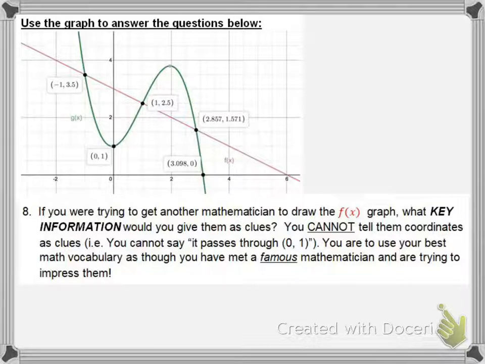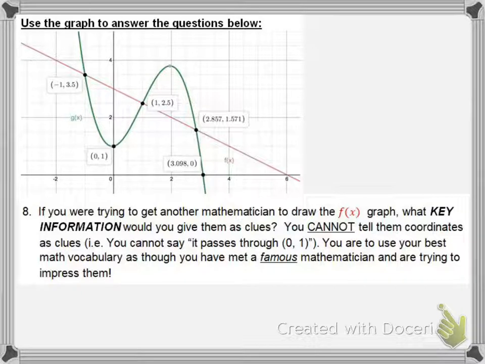Same exact words here. You are to use your best vocabulary as though you met a famous mathematician and you're trying to impress them. And I'm going to talk about it, and you're going to write it down when you get there on your assignment. So if I talk about the red one, the straight one, I could say it's a straight line. I could say it's linear, but there's a whole lot of straight lines in the world. I would want a little bit more than that.